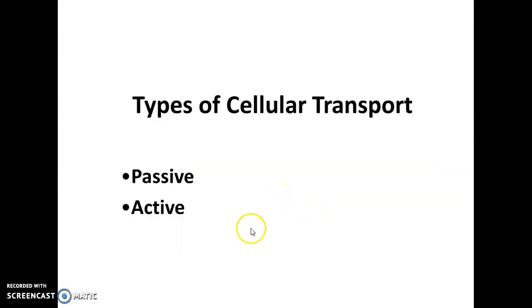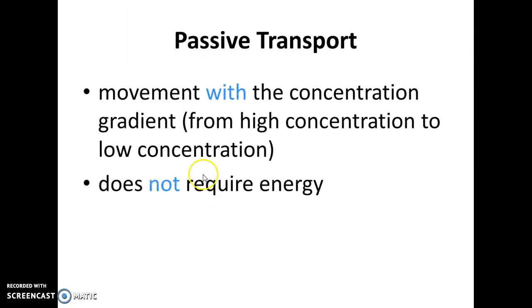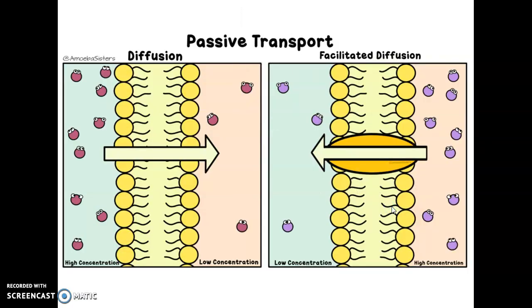There are two types of cellular transport. There's passive transport and active transport. Passive transport is when molecules are moving with the concentration gradient. So that means they're going from where there's a high concentration of those molecules to where there's a low concentration. This process does not require energy.